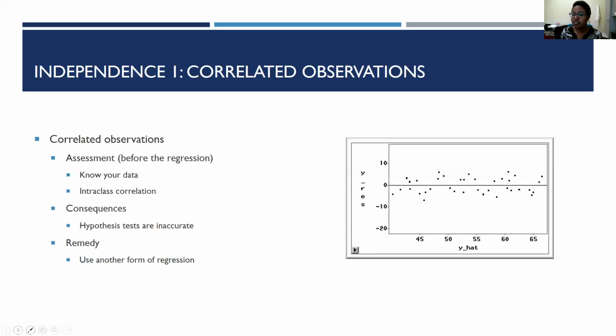So what are the consequences of violating independence? Our hypothesis tests are going to be inaccurate. Your estimates are going to be fine, but you're not necessarily going to know whether or not your data is statistically significant. The remedy is really to use another form of regression, which we'll talk about at the very end of the class.